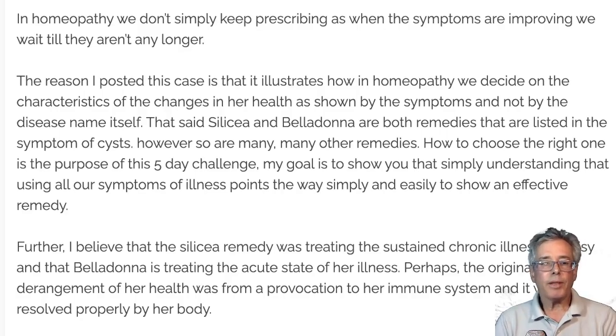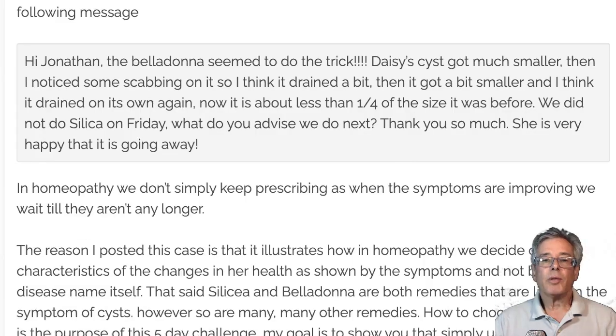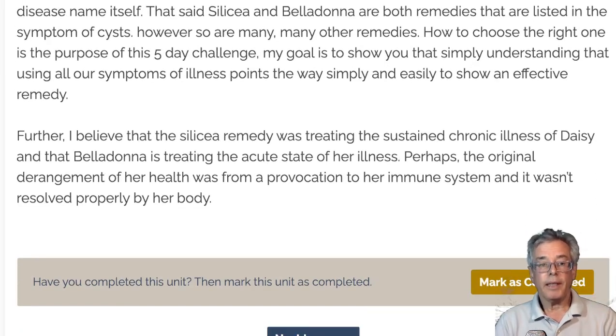This is part of the purpose of the 5-day challenge, to show you that simply understanding and using all the symptoms of an illness points you simply and easily to an effective remedy. Further, about Daisy, I believe that Silica, the remedy, was treating the sustained chronic illness of Daisy, and that Belladonna is treating the acute state of her illness, perhaps the original derangement of her vital force or her health was from a provocation to her immune system, and it wasn't resolved properly by her body.